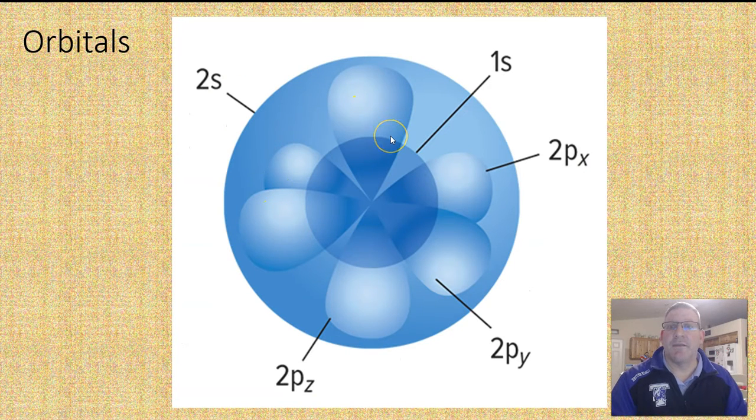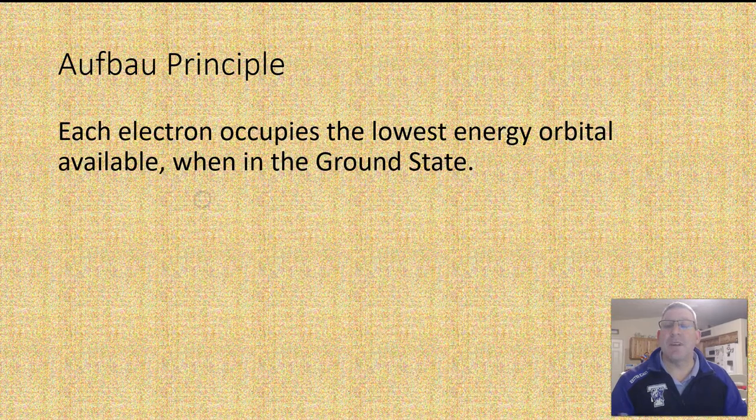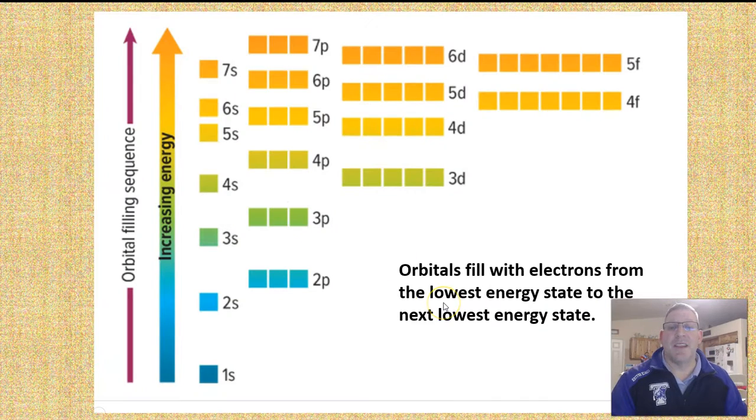Here is a set of orbitals that fit in the first and the second energy levels. You can see how they go together and so forth. With the Aufbau principle, each electron occupies the lowest energy orbital that is available when it's in the ground state. This shows that an electron will fill the first energy level when given an opportunity.